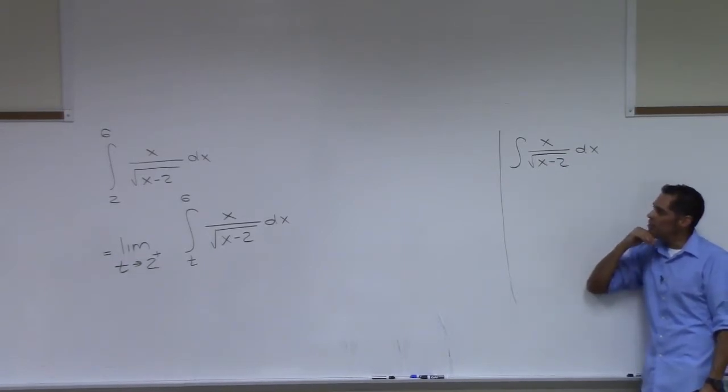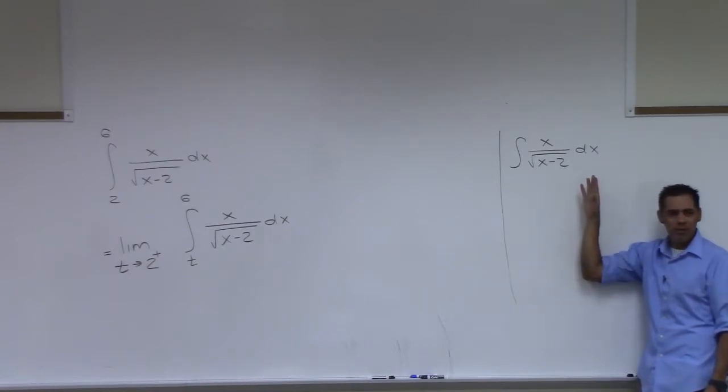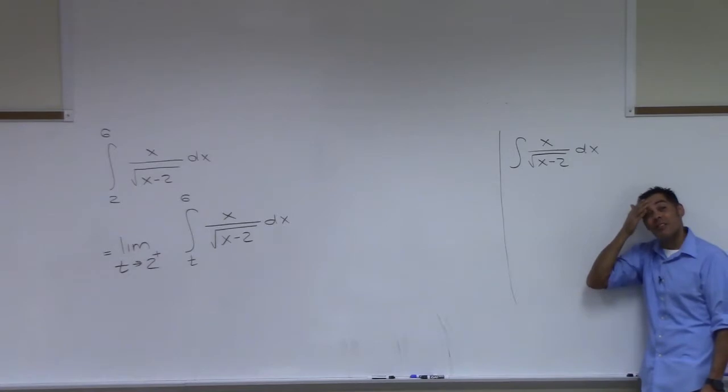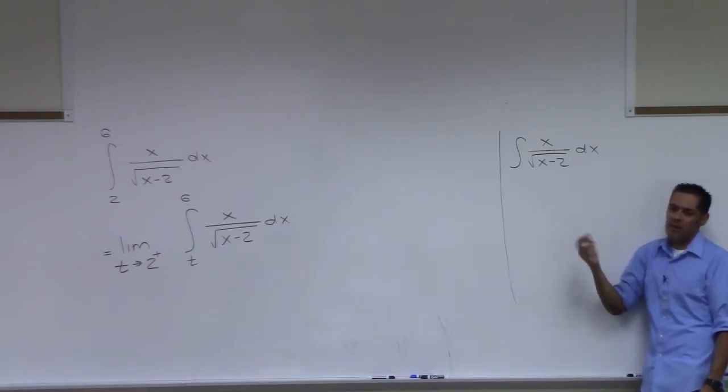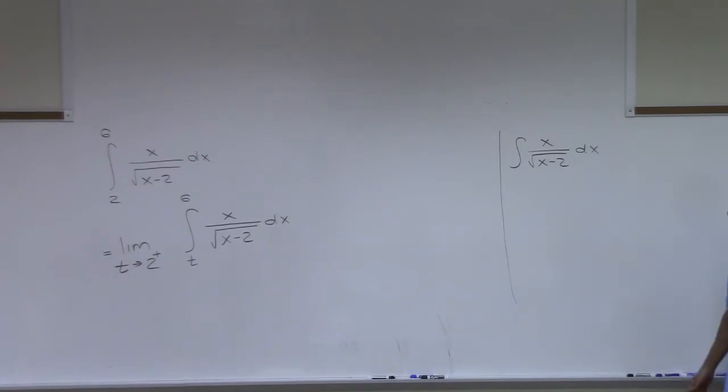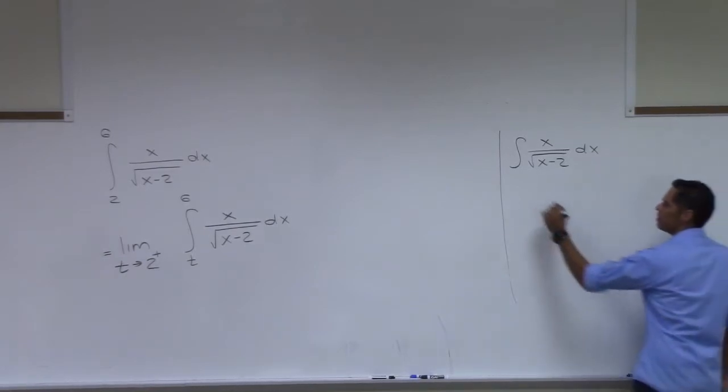So what else do we have? Trig integrals like sine and cosine, tangent, secant? Nope. And what else is there? Integration by parts? Maybe, but I'm trying to figure out what would my u be and what would my dv be. Basic u sub, let's go for it. Let's see what happens here.